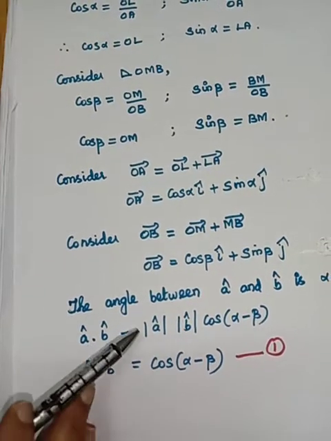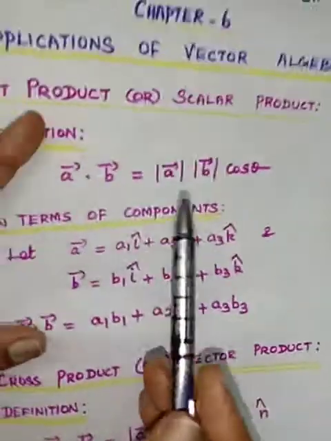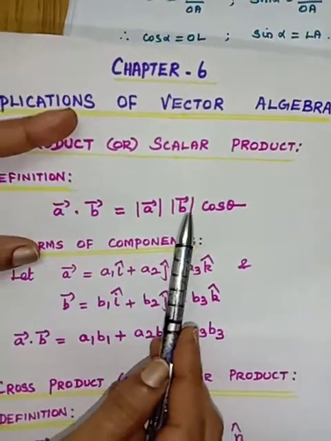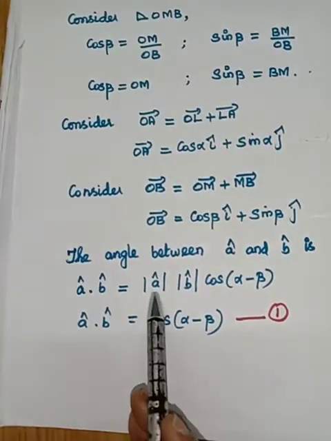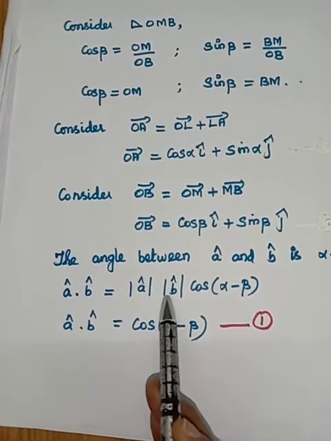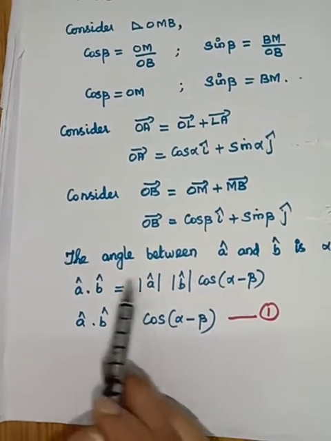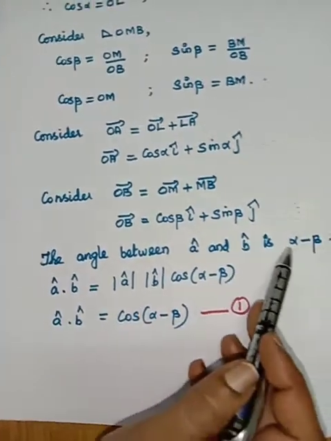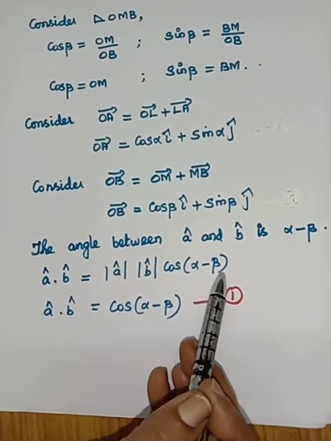Okay, what is the definition of dot product? I have said modulus of a vector, modulus of b vector, cos theta. So in the same way, modulus of a cap, modulus of b cap, cos of what? Theta. What is the angle between a cap and b cap? It is alpha minus beta. So I have written cos of alpha minus beta.